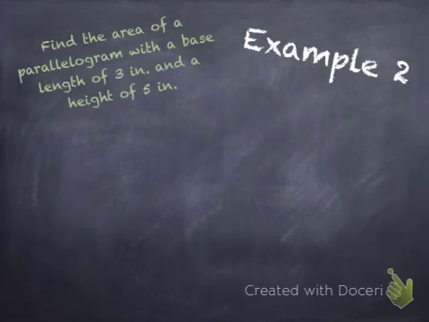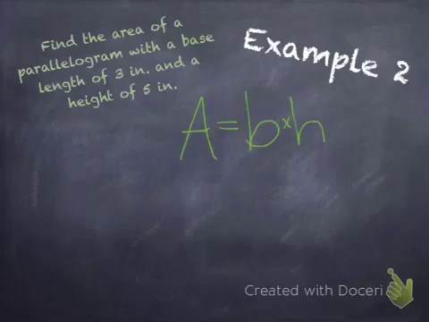Our next example asks us to find the area of a parallelogram with a base length of 3 inches and a height of 5 inches, but it doesn't give us a picture. If you are more of a picture person, you could draw a sketch. However, you don't have to. This is actually even easier because you don't have to figure out if we have an altitude or not. We do know that we have a base and a height, so all we really have to do is substitute.